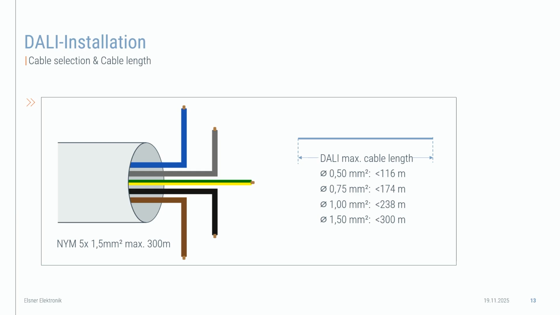So it's worth noting that the installation with 5 by 1.5 square millimeter cable is allowed, since DALI does not require a self-supply. And following those limits ensures stable communication and reliable operation of all the devices on the bus.